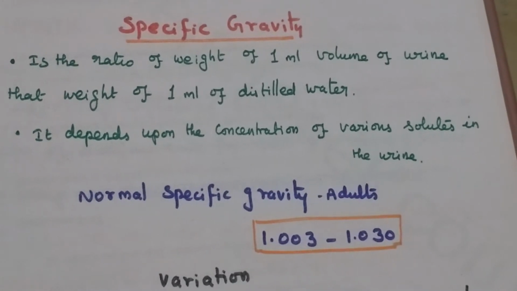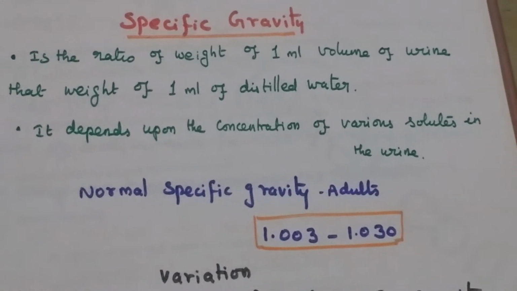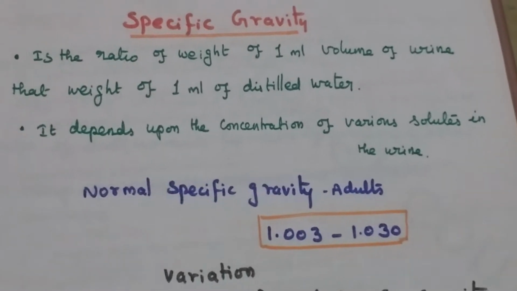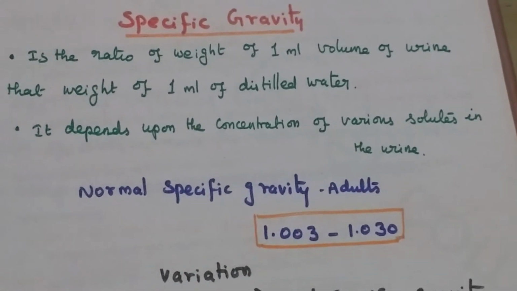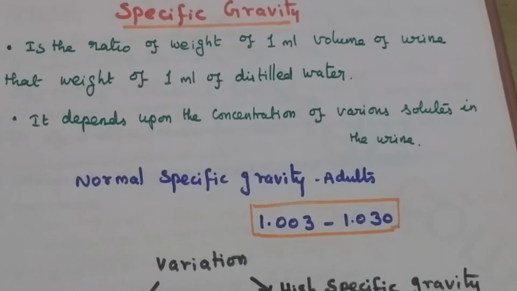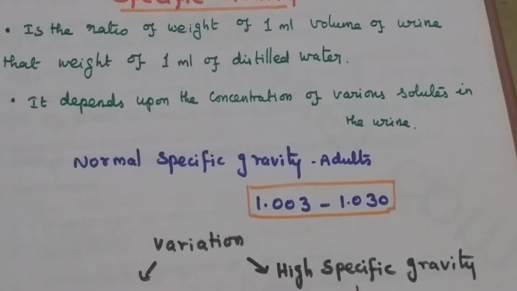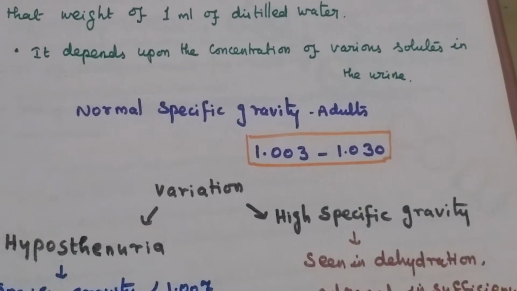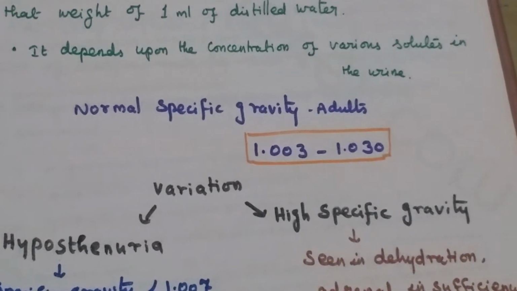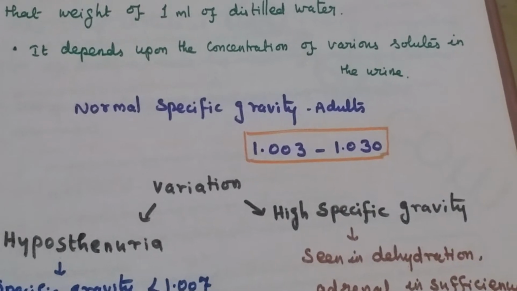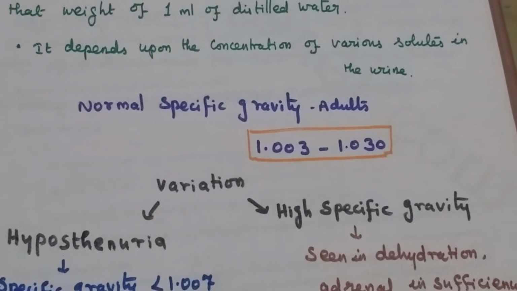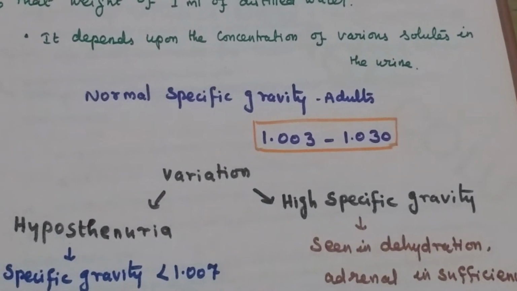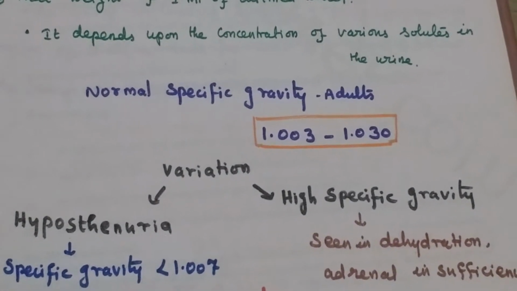Normal specific gravity of an adult: normal specific gravity range is 1.003 to 1.030. Now variation of the specific gravity can be seen in hyposthenuria and high specific gravity. What is hyposthenuria?